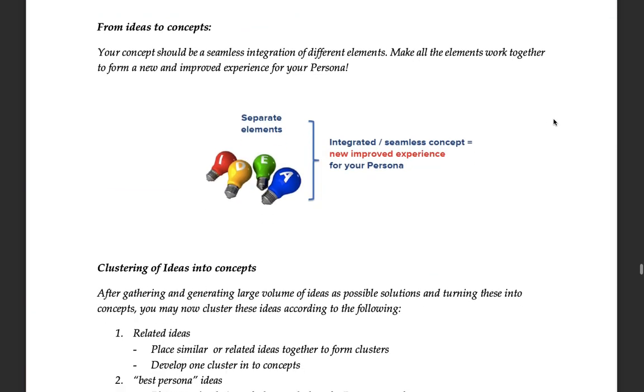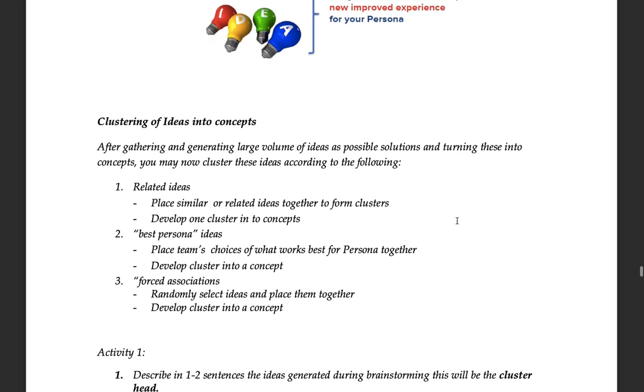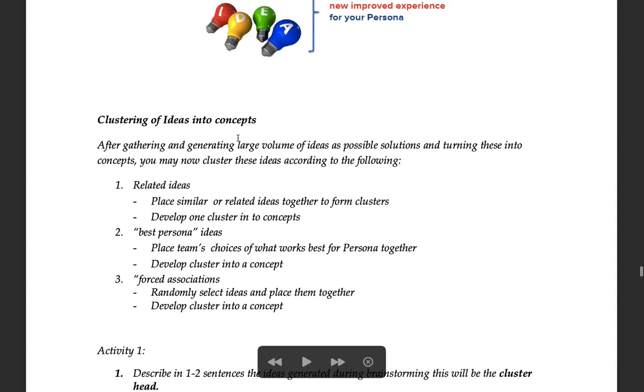Next, from ideas to concepts. Now, your concept should be a seamless integration of different elements. Make all the elements work together to form a new and improved experience for your persona. So, you have to integrate a seamless concept which is equal to your new improved experience for your persona. So to cluster the ideas into concepts, because you have generated a lot of ideas using the think, write, and slap, okay? And after gathering and generating a large volume of ideas as possible solutions and turning this into concepts, you may now cluster these ideas according to the following.